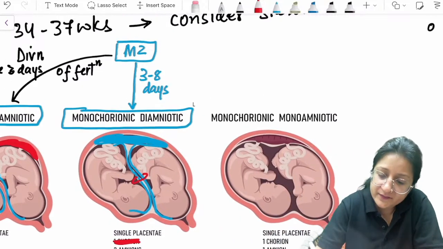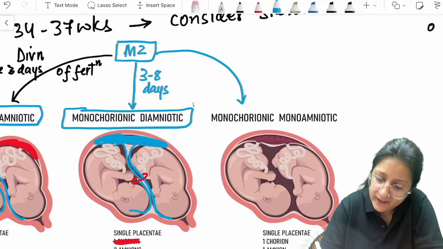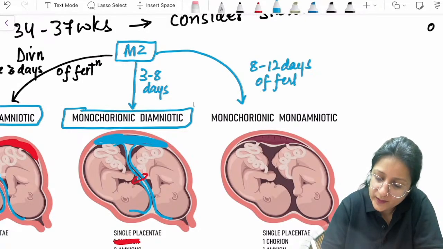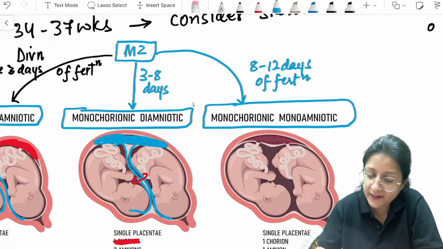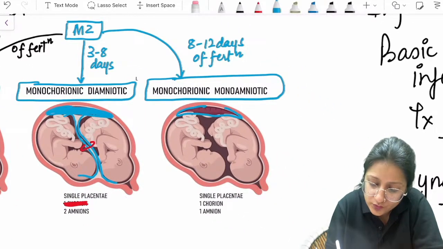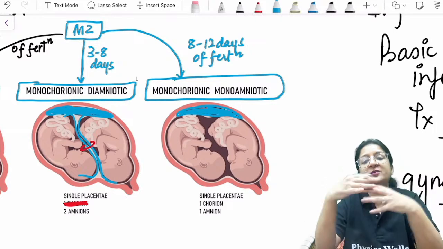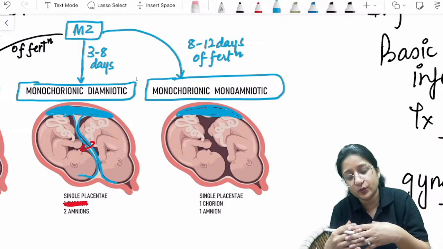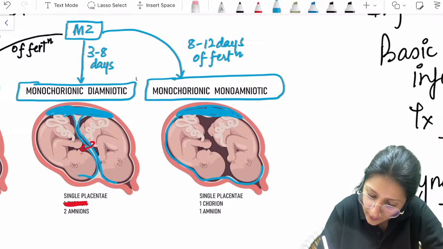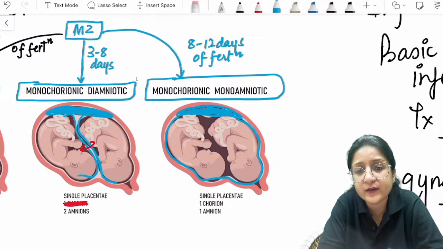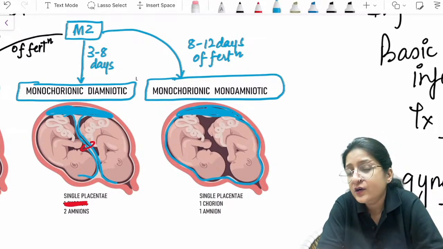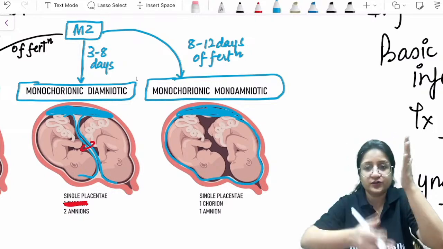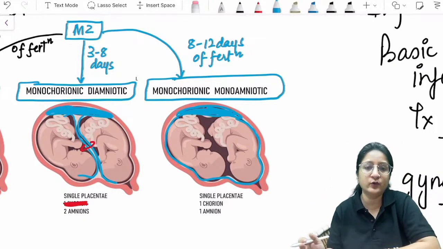Okay, then if the division takes place between 8 days to 12 days of fertilization, it will give rise to monochorionic monoamniotic type of twin. So you see here there is a single fused placenta which is shared between the two twins. The placenta is shared between the two twins and they are in the same amniotic cavity as well. This is monochorionic monoamniotic. So there is no intertwin membrane in between the two twins, right? So there is no separation partition between the two twins.